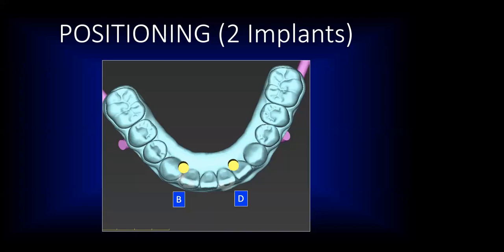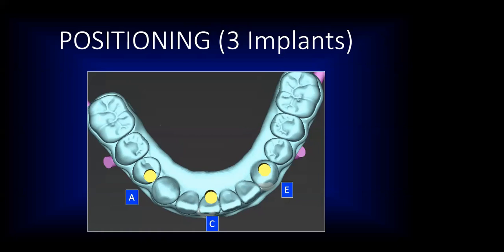That decreases that anterior cantilever and it puts more stress on the buccal shelf, but the buccal shelf is where the cortical bone is parallel to the occlusal force. It's made to withstand the force. So you won't get that fulcrum effect. So the B and the D position is ideal. A, C, and E is one of my more favorite positions.